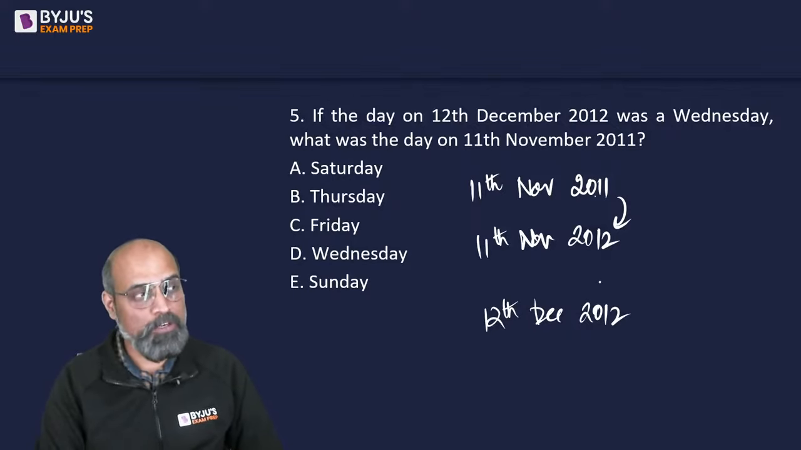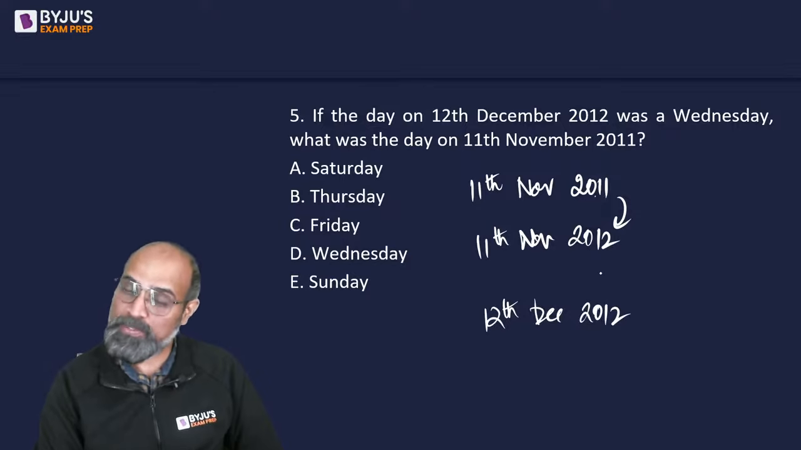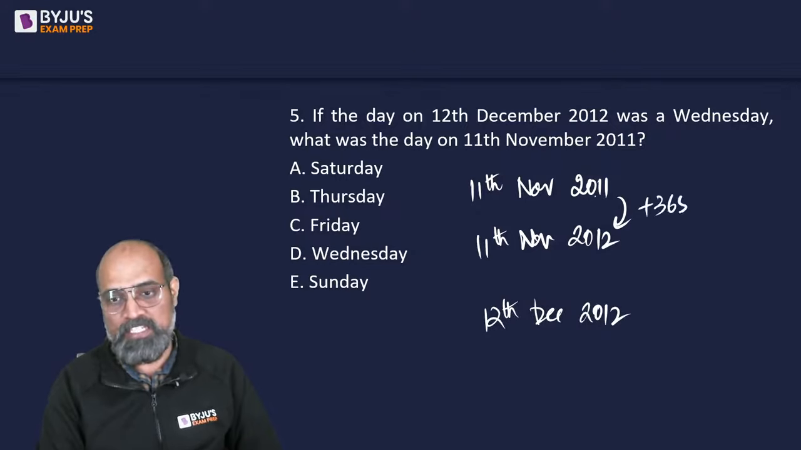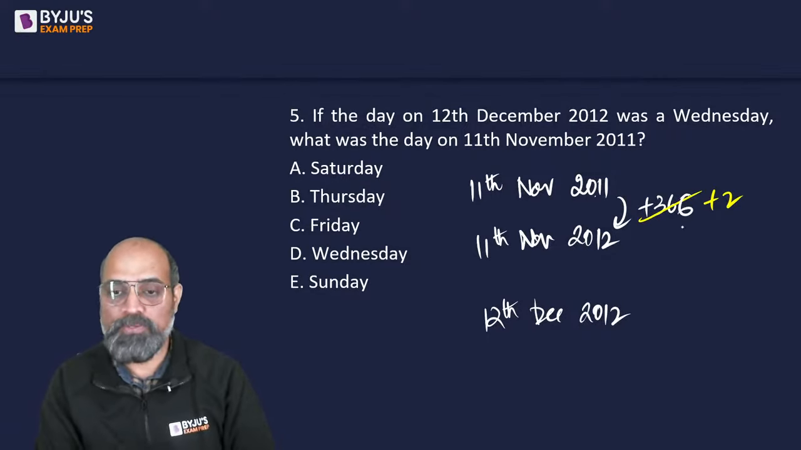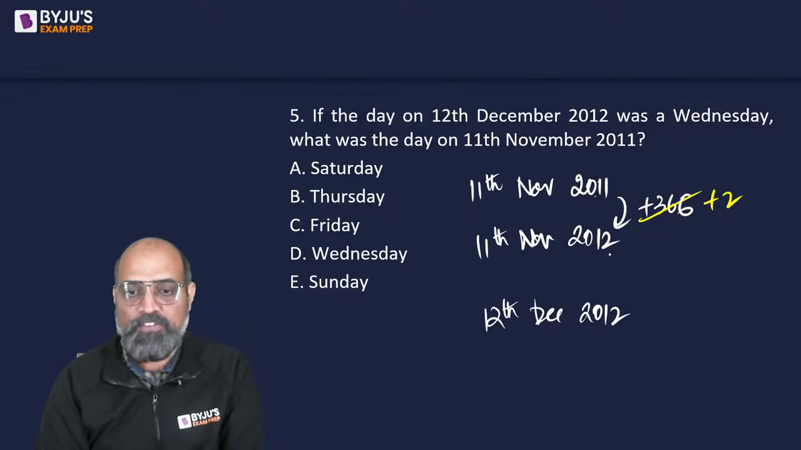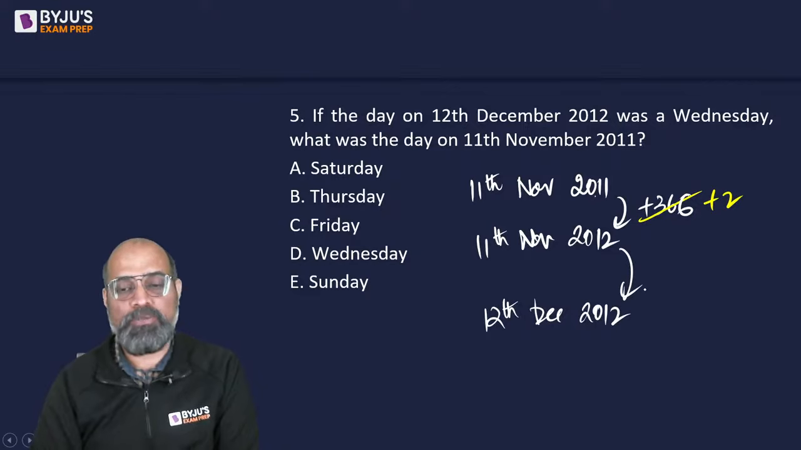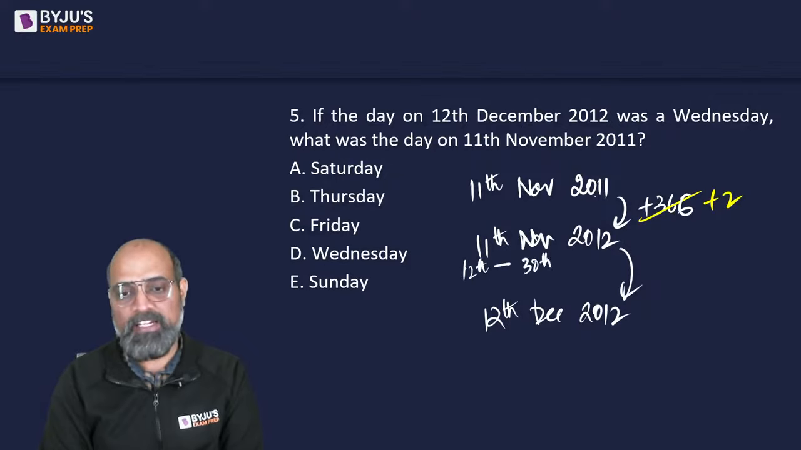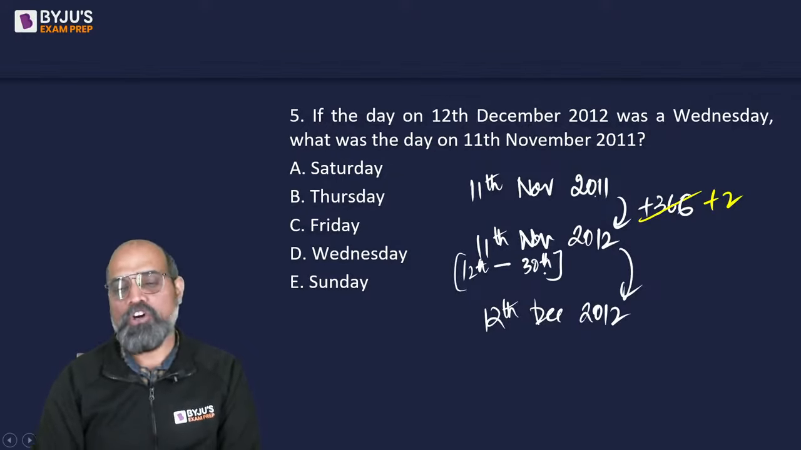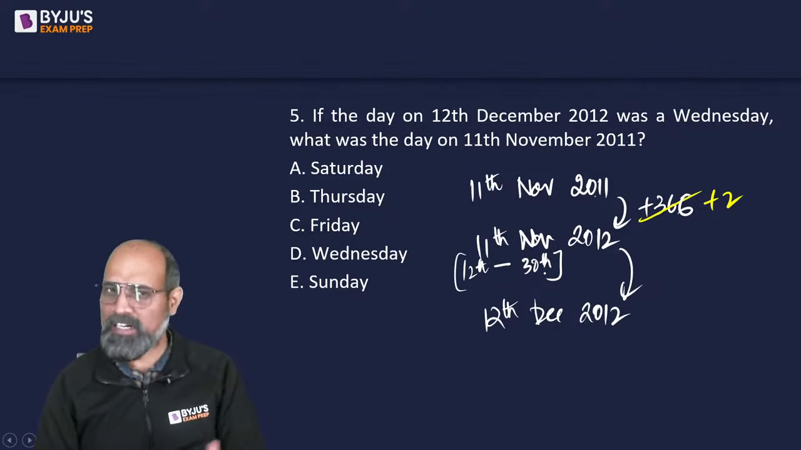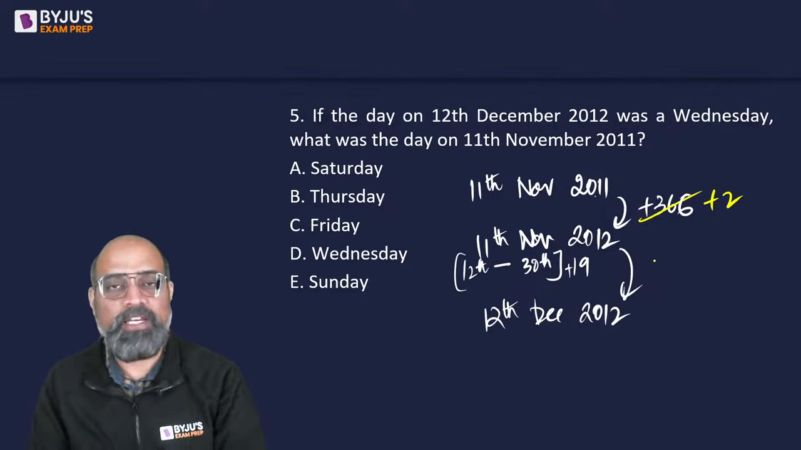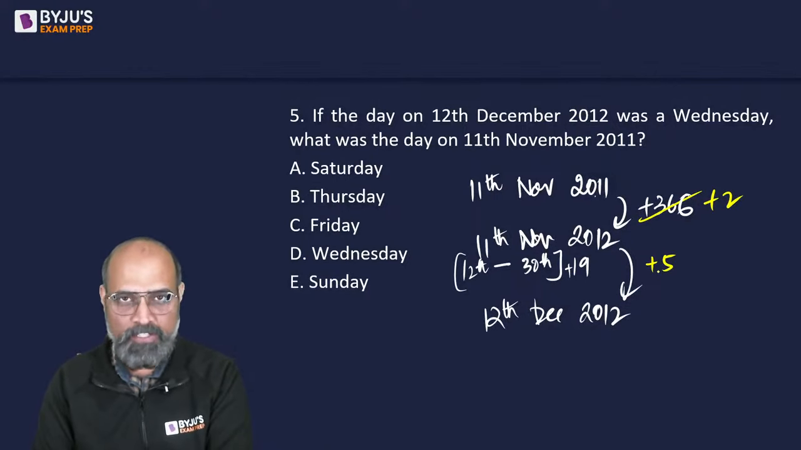Since 11 to 12, you will encounter February and that February will be of the year 2012. And 2012 is a leap year, so February will have one extra day. That means we will have to move 366 days ahead, which is equivalent to moving 2 days ahead, right? Now from 11th November 2012 to 12th December 2012. In the month of November, we have to go from 12th to 30th November. November has only 30 days, remember that. So how many days is this? That is 30 minus 11, which gives us 19 days. Now 19 divided by 7 gives 5 extra days, which is 5 odd days.